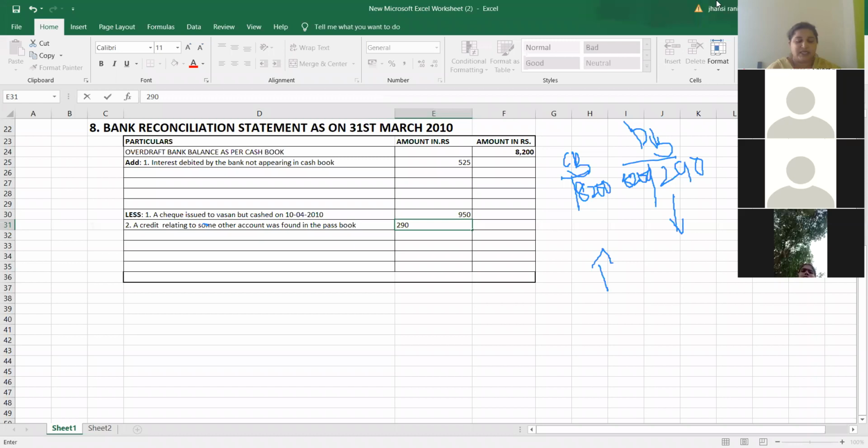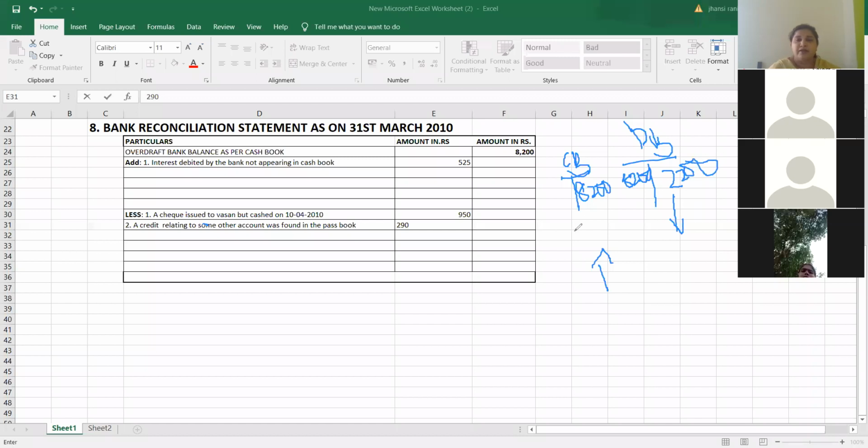Interest on investments collected by the bank, rupees 2,200. As I said, interest on investments is an income to us. Whenever it's an income, it will be collected by the bank directly. So when it is collected by the bank, it will be directly credited to our bank account, with 2,200. It is done by the bank.